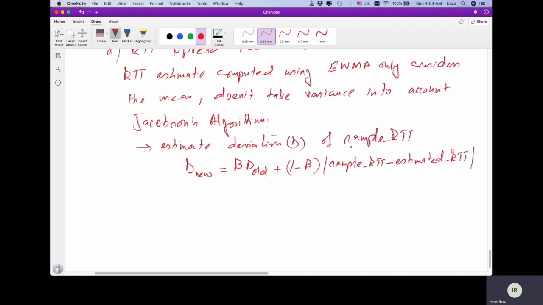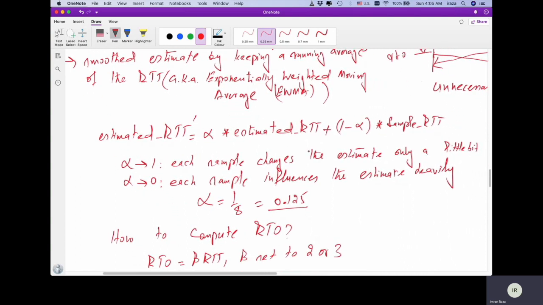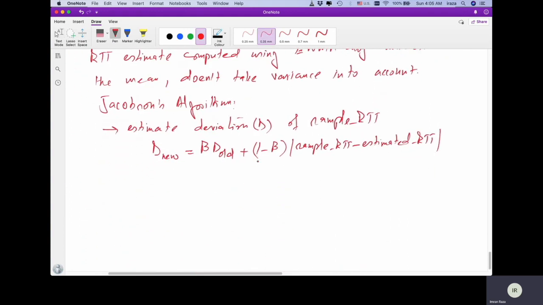First, remember, there's no change in the calculation mechanism of sample RTT. It's the same that we have covered earlier. Let me show it to you again. The sample RTT will be calculated exactly the same way. But in order to estimate the deviation, we calculate D new by using this formula: D new equals beta times D old plus 1 minus beta times the sample RTT minus the estimated RTT that we calculated in the previous step. And the value of beta is 0.25. So this will give me the deviation of sample RTT.